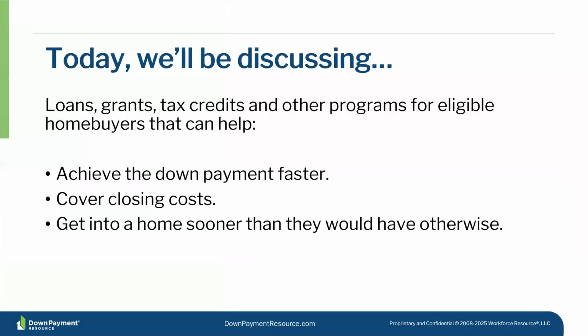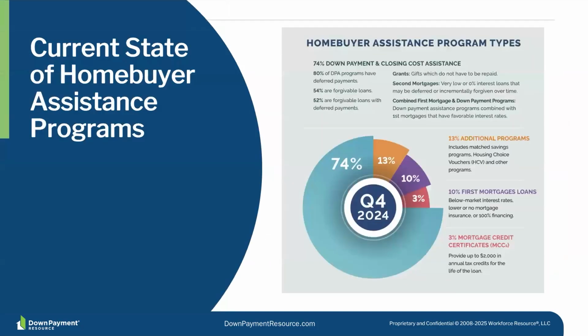So today we're going to discuss the basics of loans, grants, tax credits, and other programs that can help eligible buyers achieve the down payment faster, cover their closing costs, and get them into a home sooner than they would have been able to otherwise. Of all the programs out there, 74% of them are some form of down payment or closing cost assistance. That is really a catch-all category, though. So keep that in mind.